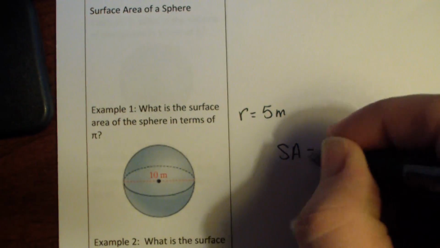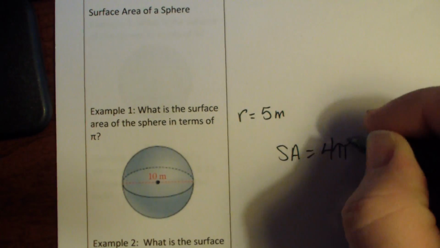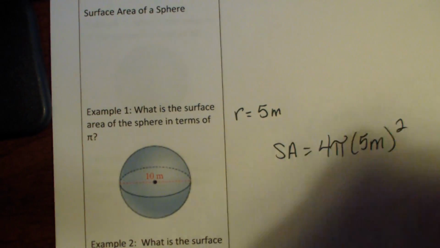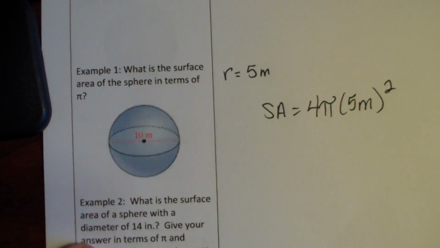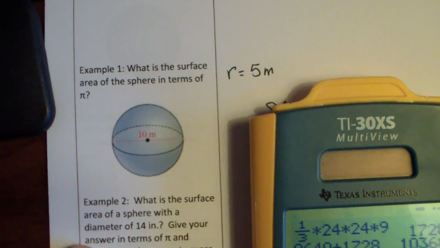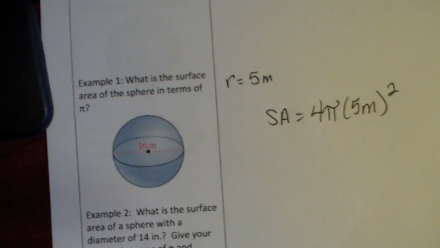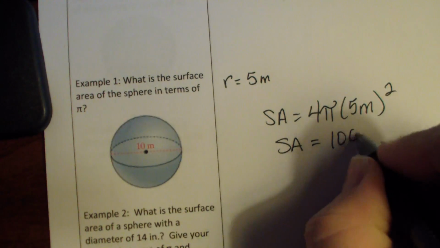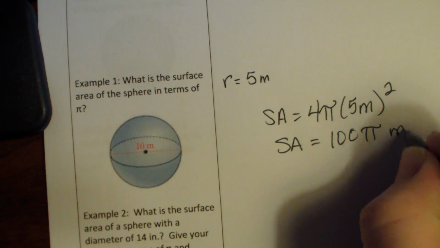Surface area is 4 pi times 5 meters squared. So 4 times 5 squared is going to be 100. So in terms of pi, our surface area is 100 pi meters squared.